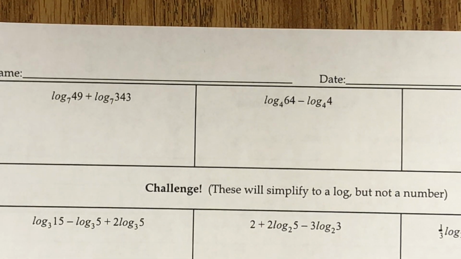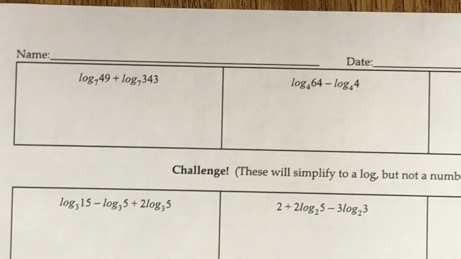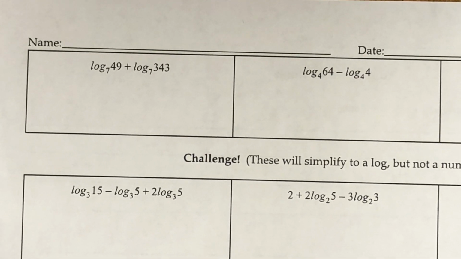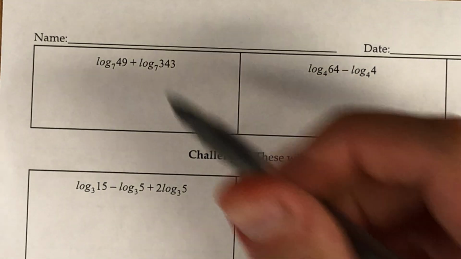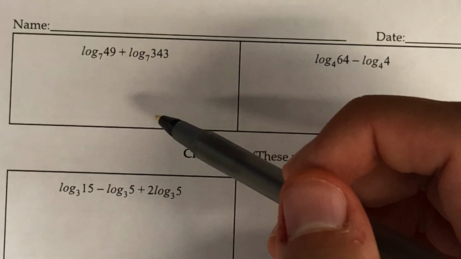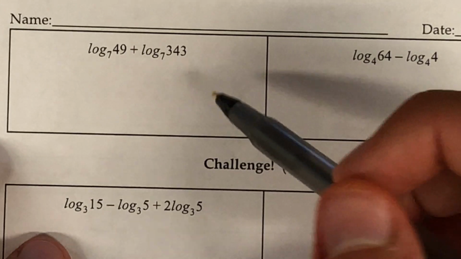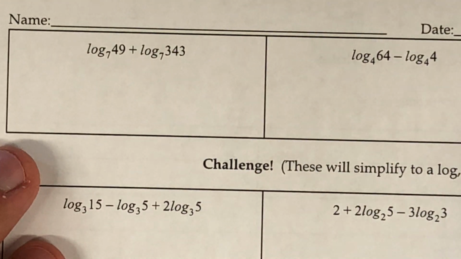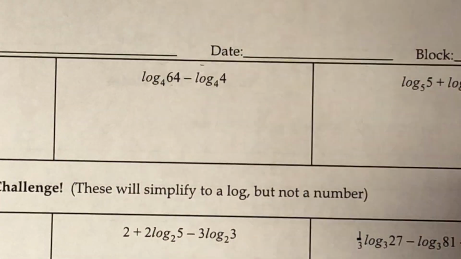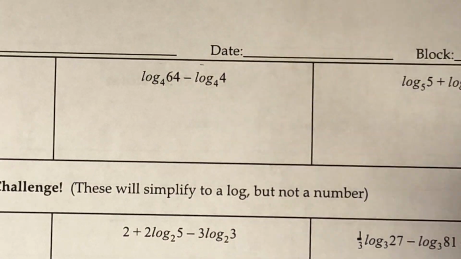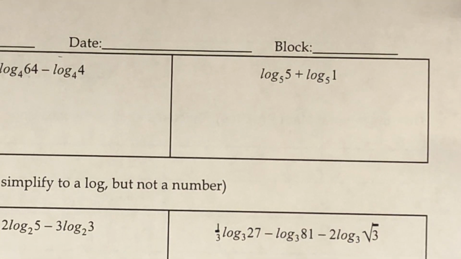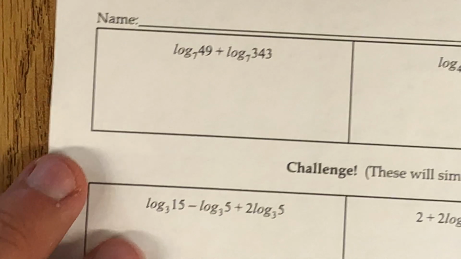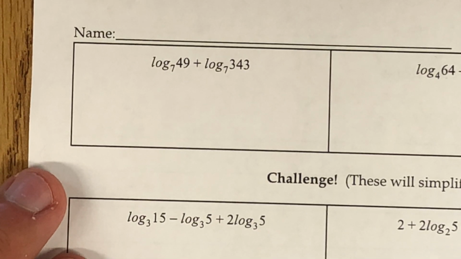All right, I've got 3 more here that I'd like you to try on your own. These ones are a little more challenging, so do your best with them, and then we'll talk through them together. So you've got log base 7 of 49 plus log base 7 of 343. We have log base 4 of 64 minus log base 4 of 4. And we have log base 5 of 5 plus log base 5 of 1. So give those 3 a try on your own. Pause the video, try them.